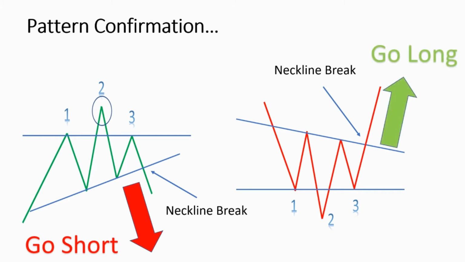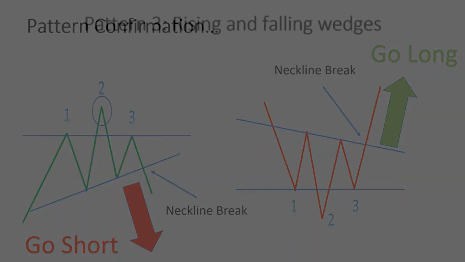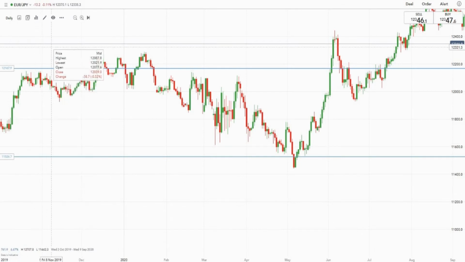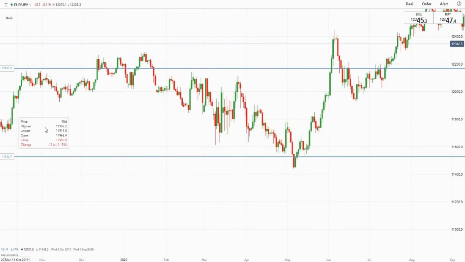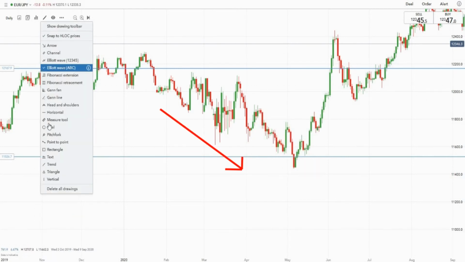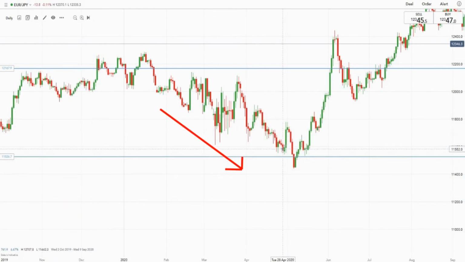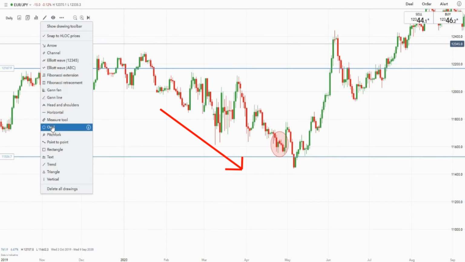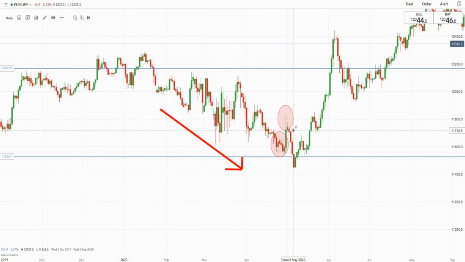Here on the Euro-Japanese Yen chart, we can see an inverse head and shoulders pattern formed right on a medium weekly level of support. The price of the market had been decreasing and the first shoulder was formed around that 11,565 level. Price then bounced and increased to around 11,727, which was the same level as the previous lows.